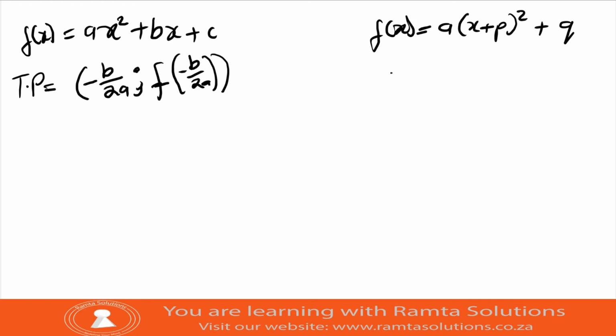Okay? When you are given a function in this way, the turning point would be, if you remember, I said minus p is your axis of symmetry. From grade 10, this q was the y value of the turning point. So when you're given your graph in this way, the turning point is minus p and q. Okay? It is minus p and q.